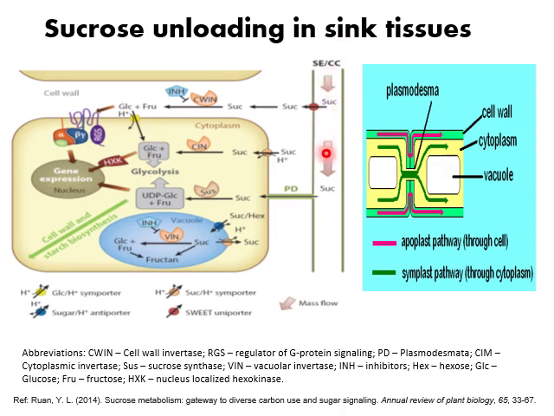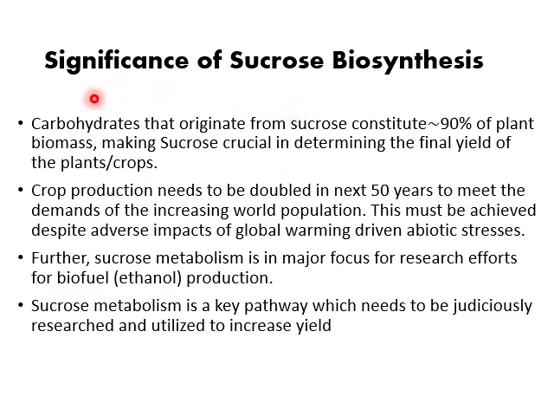Sucrose will reach the sink tissues through the phloem, and it will be unloaded into these tissues through these three methods. One is through plasmodesmata, which is the symplastic pathway, and two are apoplastic pathways: one through the sucrose transporters, and another by breaking down sucrose molecules outside the cell using cell wall invertase. I hope you have understood this point, so we can go on to the next topic. Now in the next we can see what is the significance of sucrose biosynthesis.